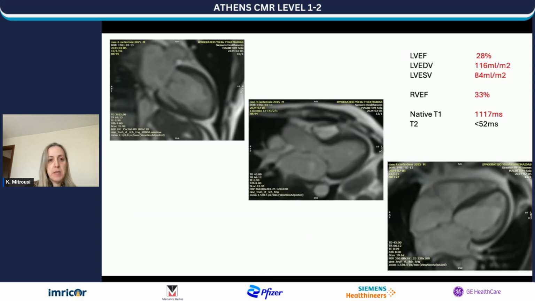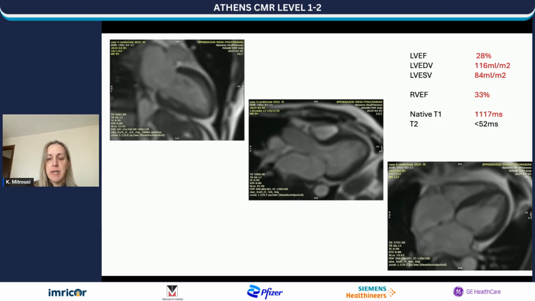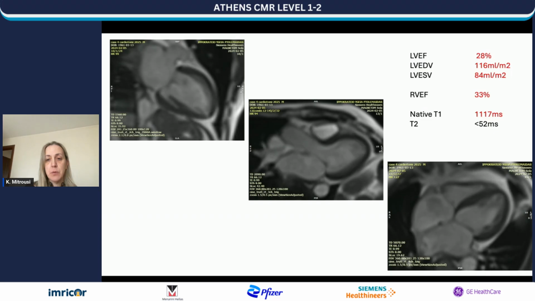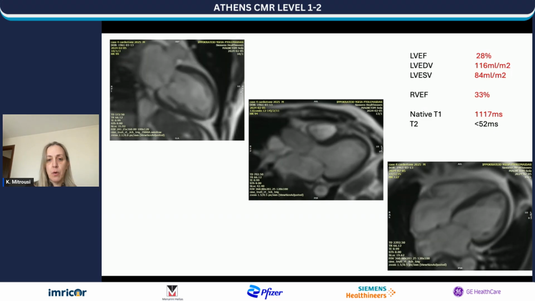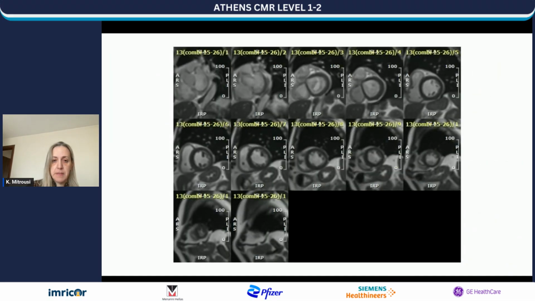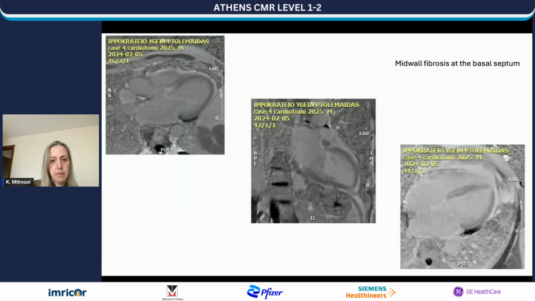So our patient had his cardiac MRI, which showed an ejection fraction of 28%, mildly dilated LV, and compromised RV. Native T1 values are pathologically elevated, T2 within normal limits. And this is the cine stack of the same patient, real-time images as the patient was in atrial fibrillation.